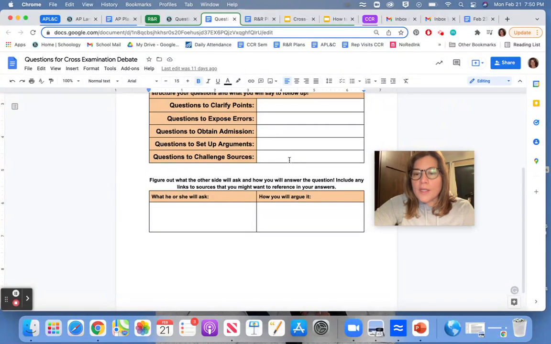Everyone needs to submit this, not just one per group. You and your partner sit down together, write it out. You write it on yours, your partner writes it on theirs, you submit. This is a separate grade for every person in the debate. So everyone needs to submit it by the end of class today. All right. So that's what you should work on today, Wednesday in class, and get it complete by the end of class.